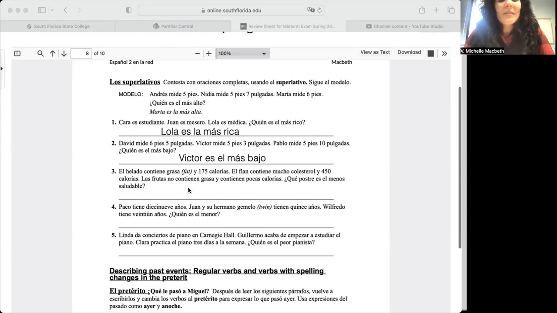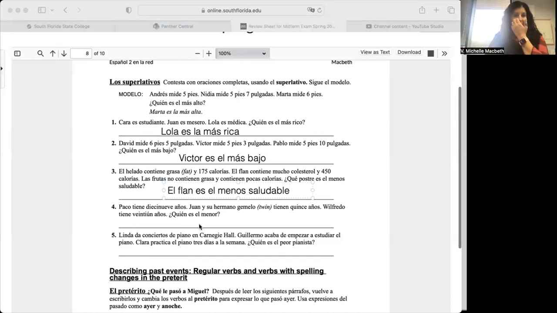So, of the desserts listed, which is the least healthy? Well, ice cream is 175 calories, flan is 450 calories, and the fruit has very few calories, so I think the flan wins. So, el flan es el menos saludable, the least healthy. ¿No?